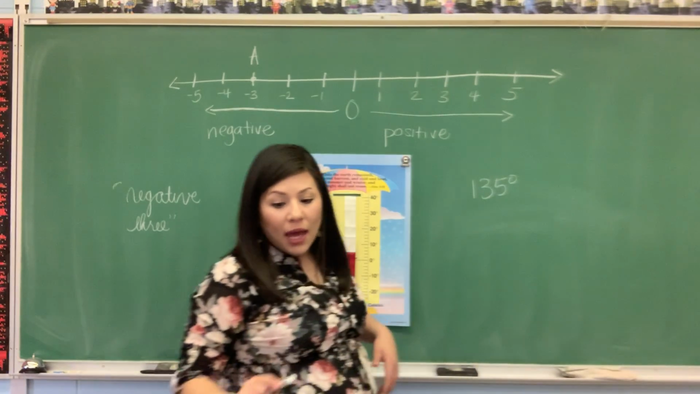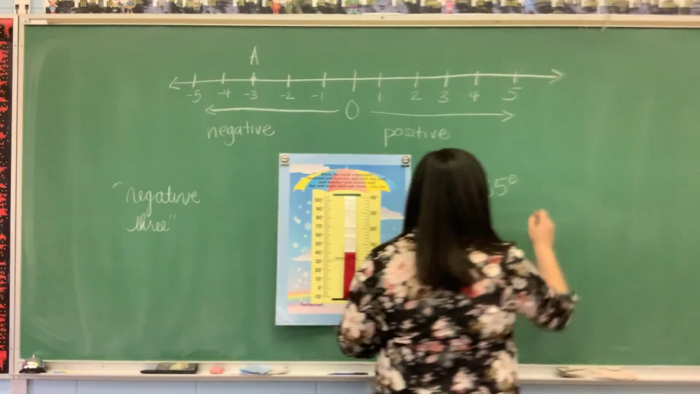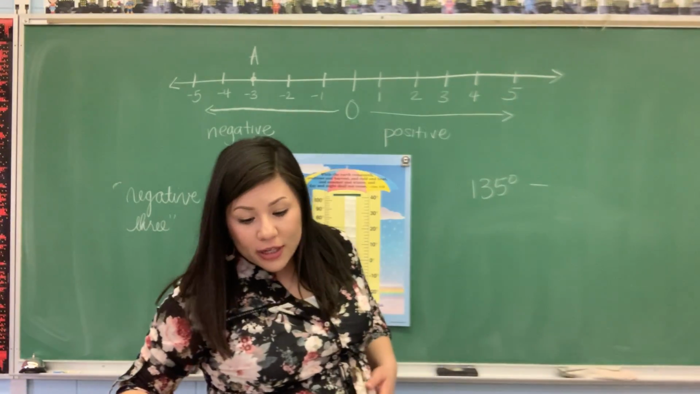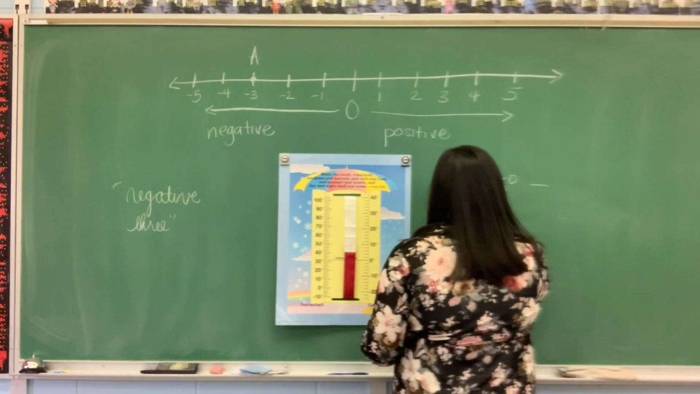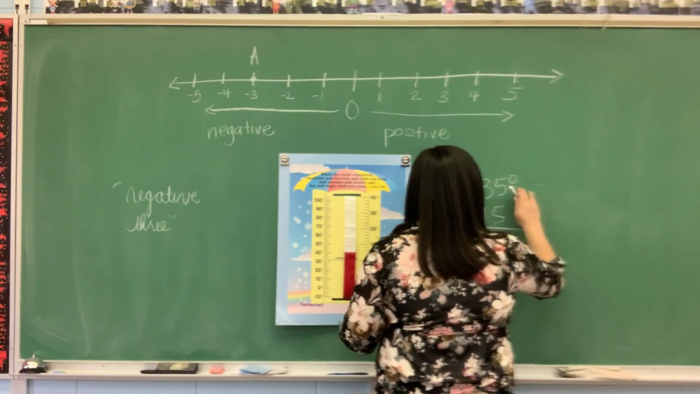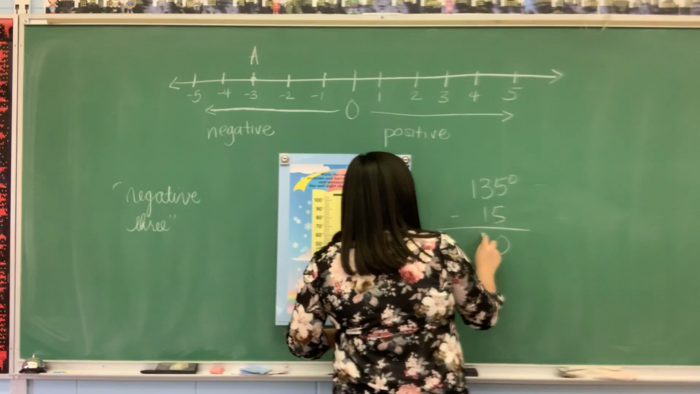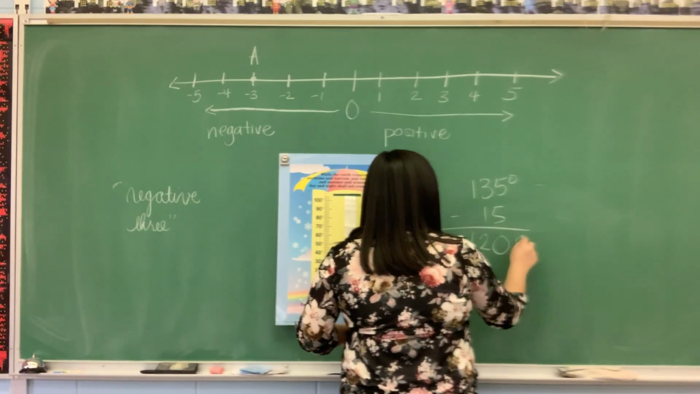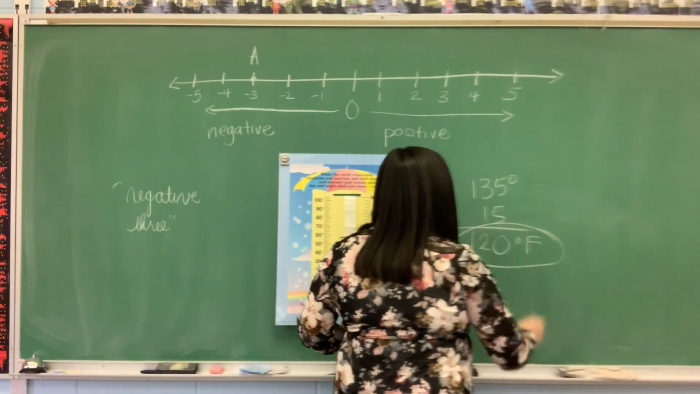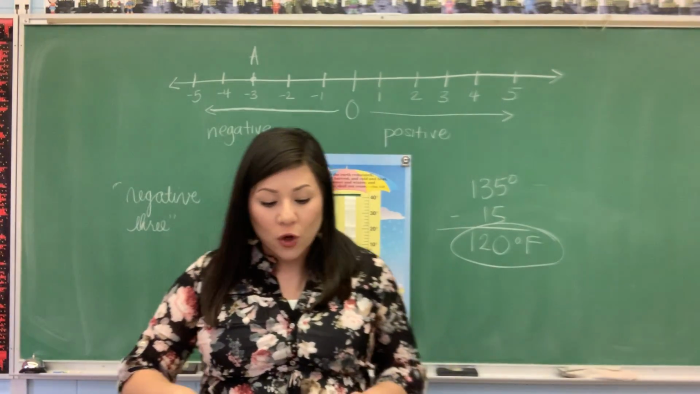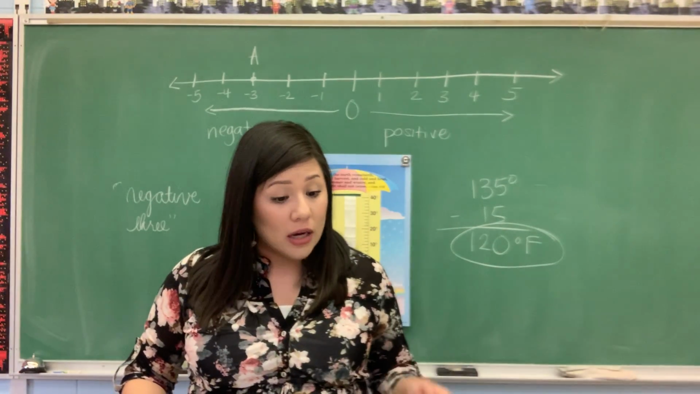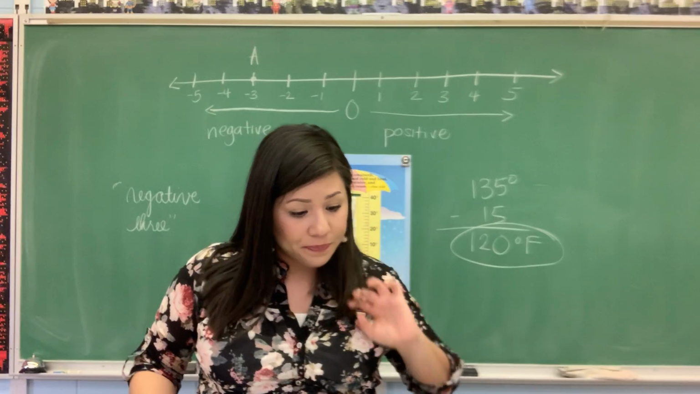Okay, and then we can subtract 15 degrees Fahrenheit from that. So minus 15, we're going to do that this way. 5 minus 5 is 0, 3 minus 1 is 2, and 1. So my answer is 120 degrees Fahrenheit. Okay, so there's about a 120 degree Fahrenheit difference there.